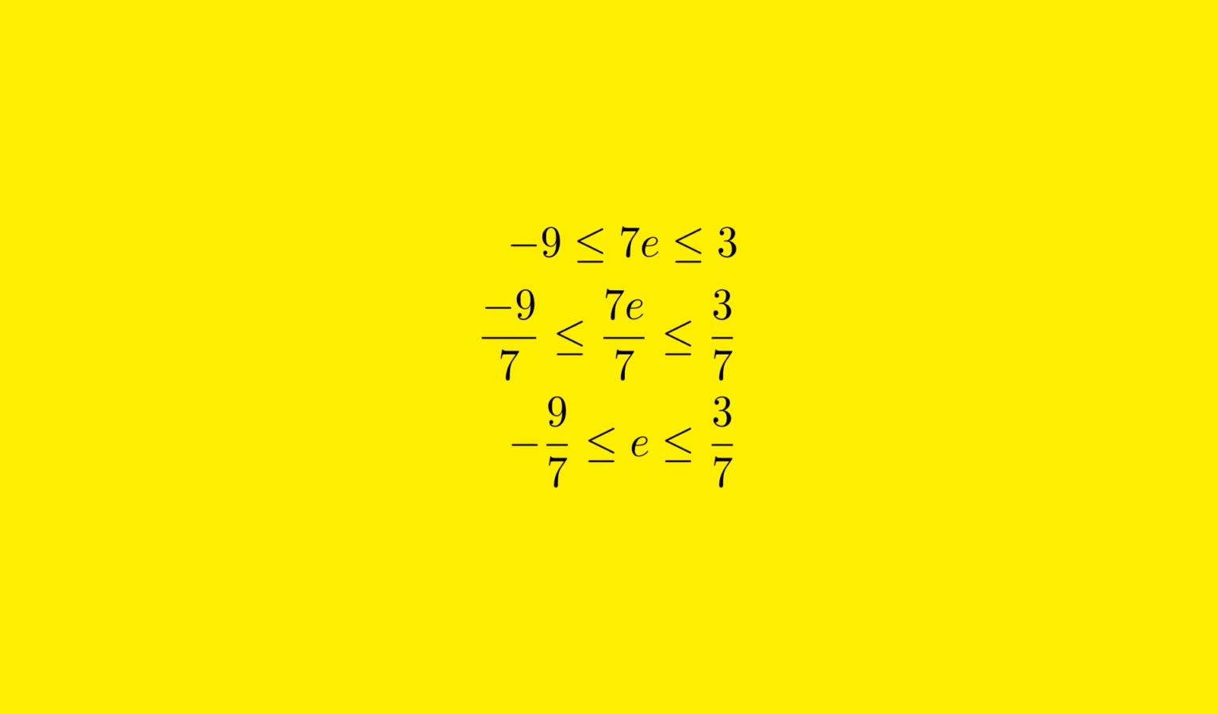Putting it all together, after performing the division by 7, we now have -9/7 ≤ e < 3/7. This is the final step of solving the inequality, because we have successfully isolated e. In interval notation form, the solution is from -9/7 to 3/7.